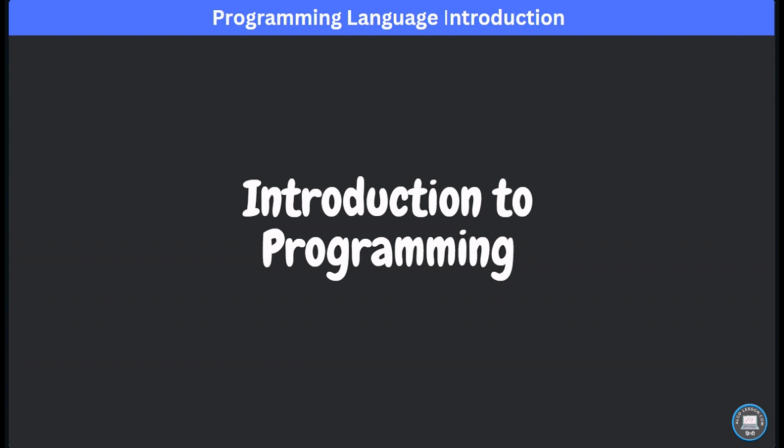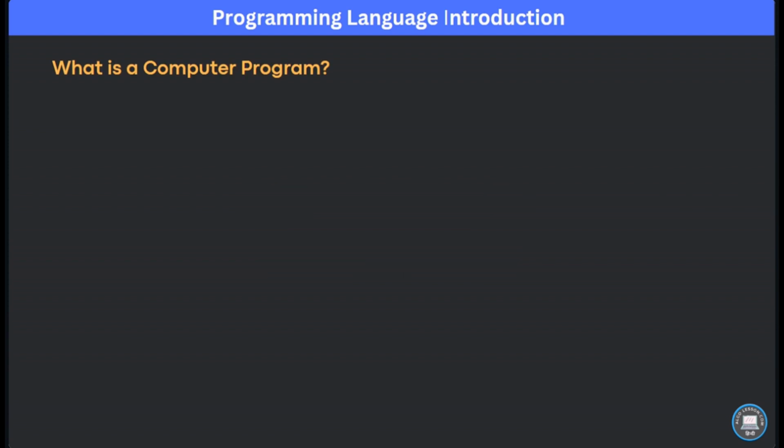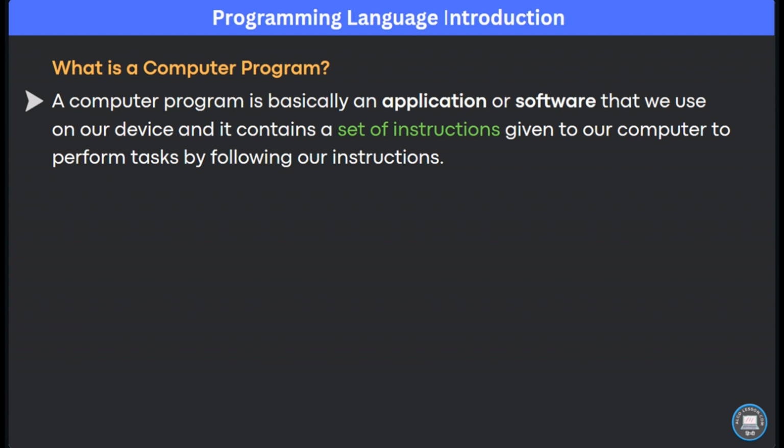Okay, so before understanding what is programming language, there are a few important terms that need to be understood first. That is, what is computer program? If we go with the definition, a computer program is basically an application or a software that we use on our device, and it contains a set of instructions given to our computer to perform any task following that instruction that is given. Basically, the application or the app or the software that we install and use on our laptop or our cell phone, those are basically computer programs.